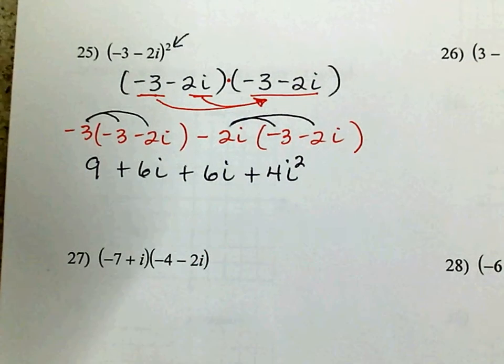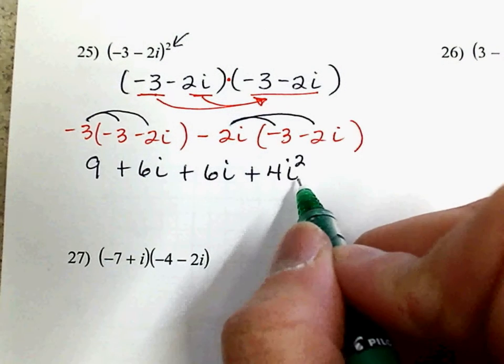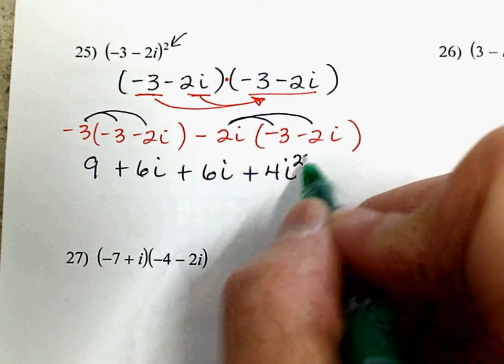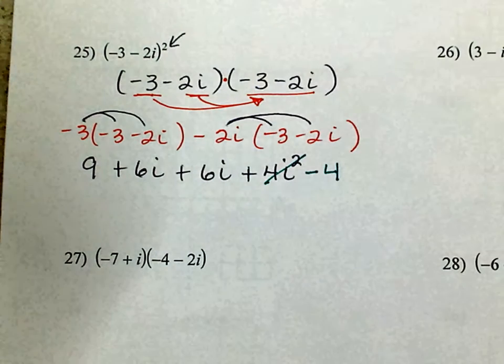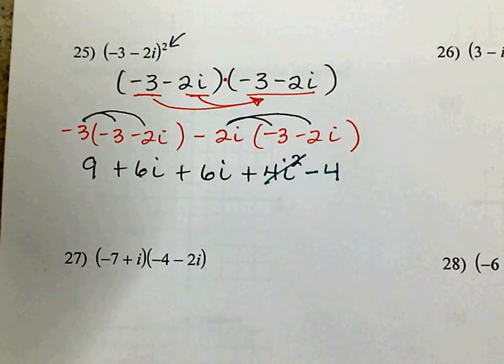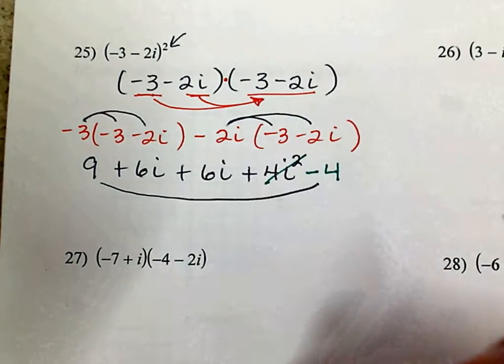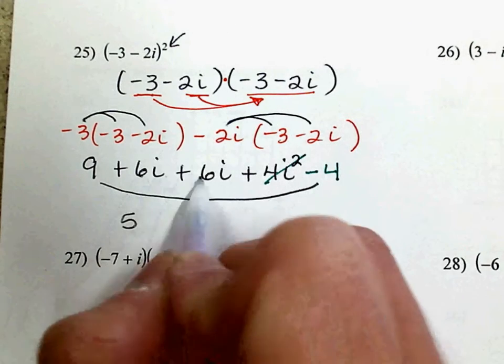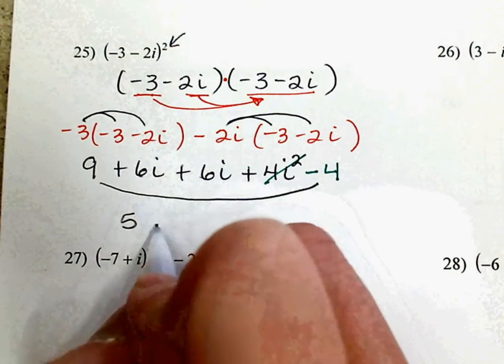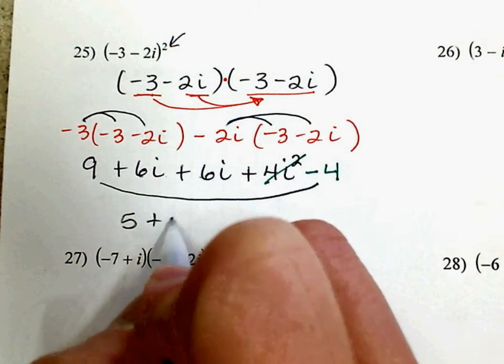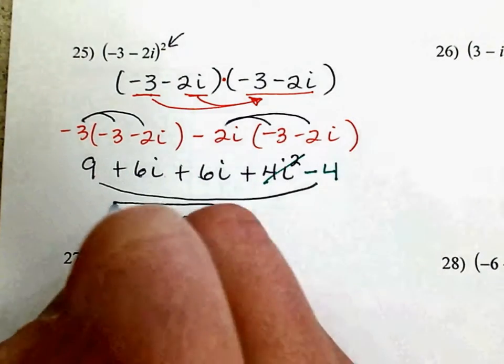You guys see that square? All right. That's a negative 1. So what is 4 times negative 1? Negative 4. See how I just changed it to negative 4? It's always the opposite. Okay? Now what do you guys see that looks alike that you can put together? 9. Very good. So what's 9 minus 4? 5. What is 6i plus 6i? 12i. Very good. Good job, guys.